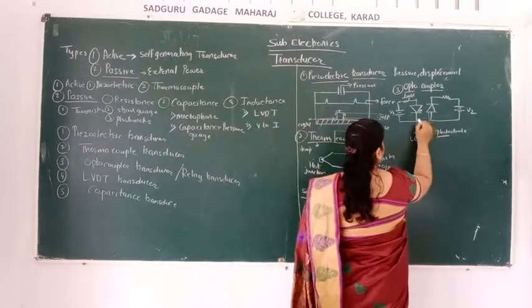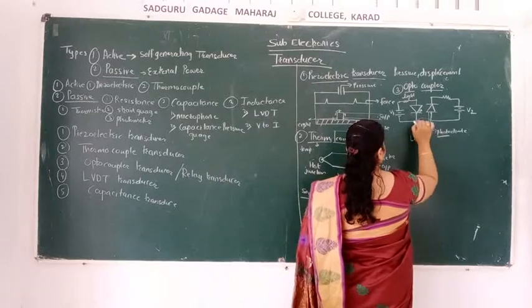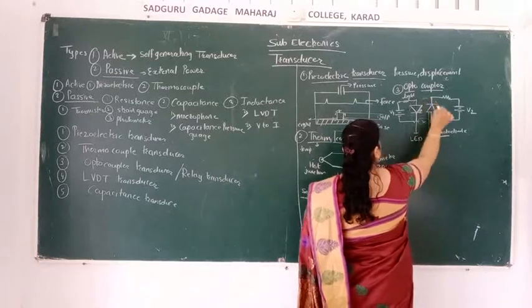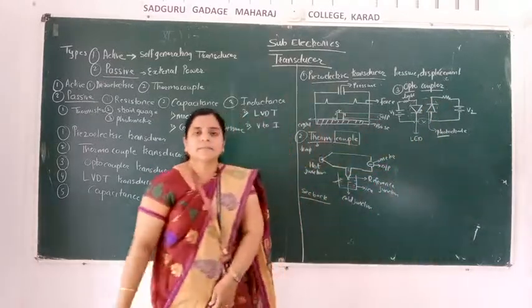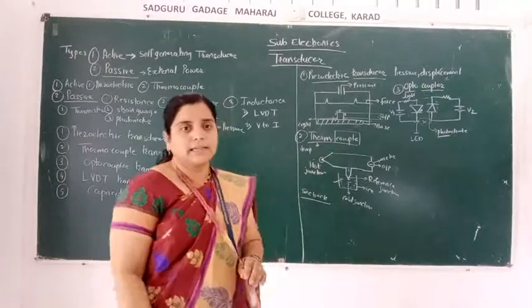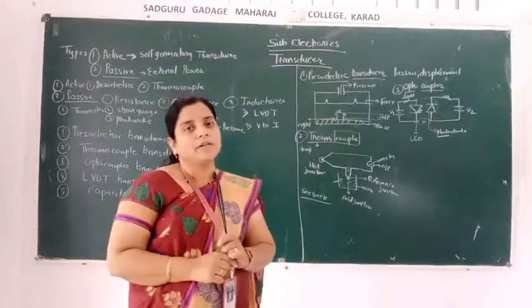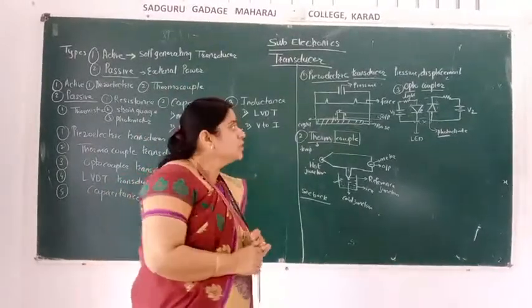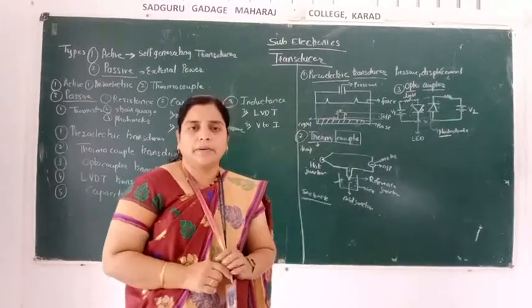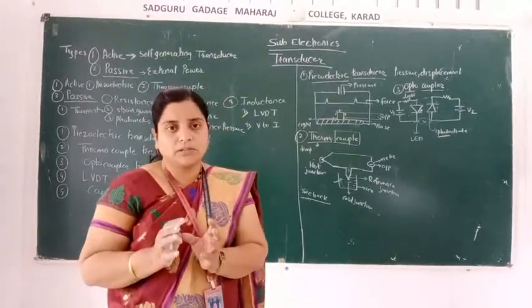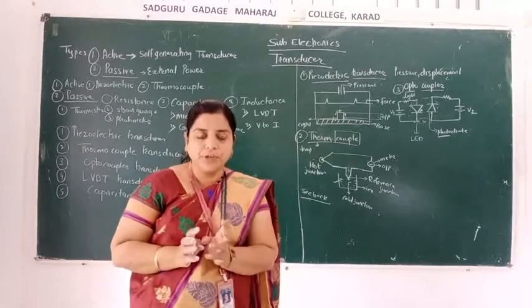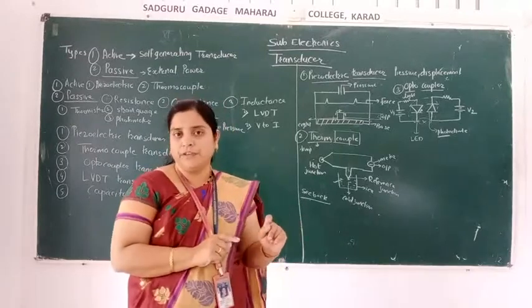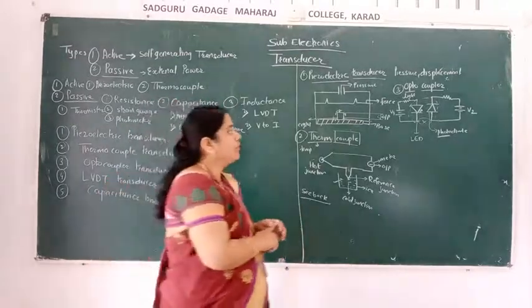These two are not connected here electrically. How is it connected? It is connected with the help of light. So in an optocoupler, what happens? The output voltage, that is V2, depends on V1. How does it depend on V1?